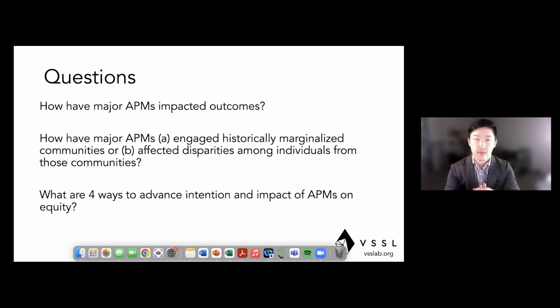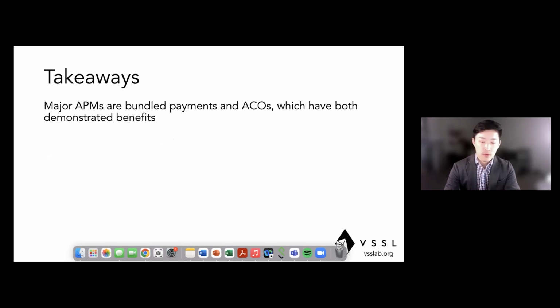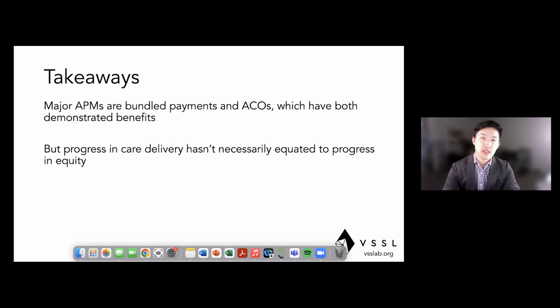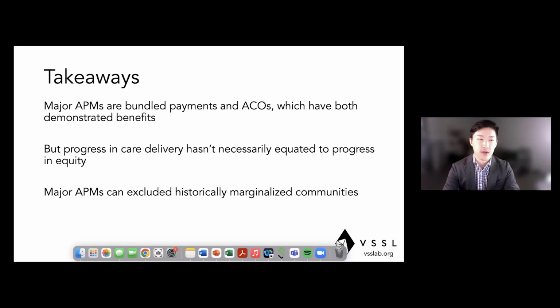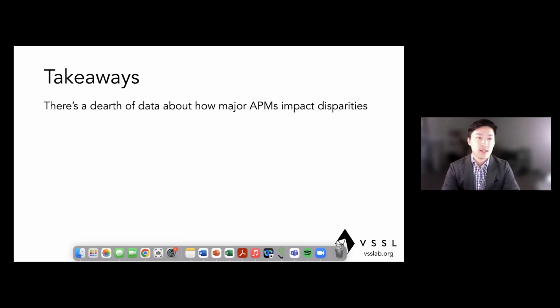And I want to share 4 things that I believe can help us get there. So beginning with the end up top here, what I hope to drive through in our remaining time and leave you with is that major APMs, which I define as bundled payments and ACOs, just as 2 emblematic examples, have both demonstrated overall benefits based on independent analyses, but that progress in care delivery hasn't necessarily equated to progress in equity. I think there are a few reasons for that. One of that is that major APMs can exclude historically marginalized communities. The second is that there's a dearth of data, unfortunately, about how major APMs affect disparities within the program itself.